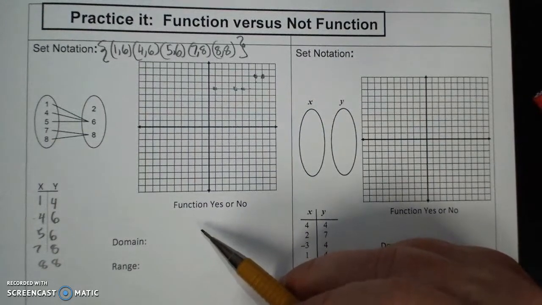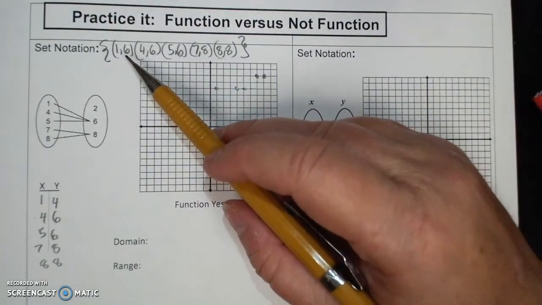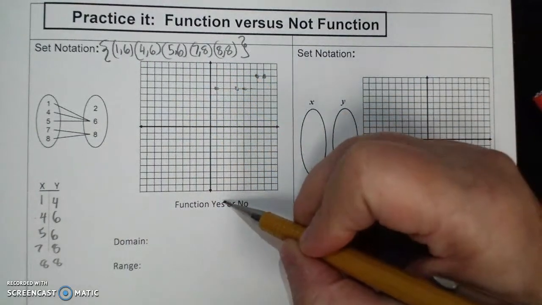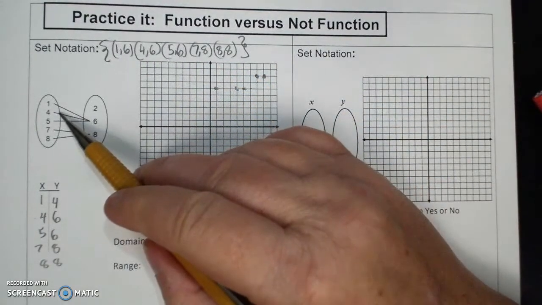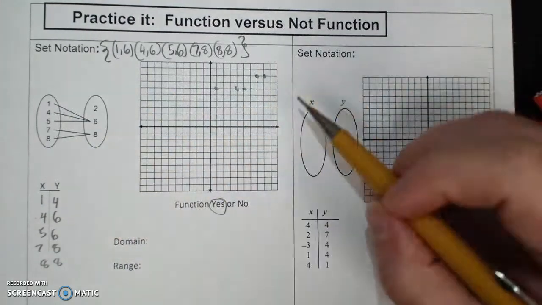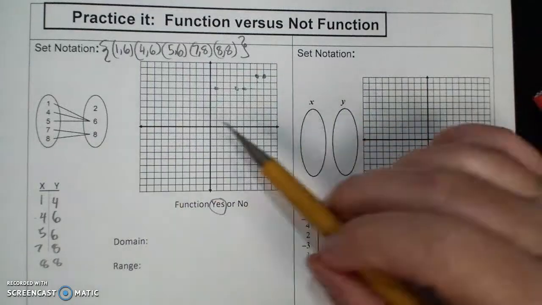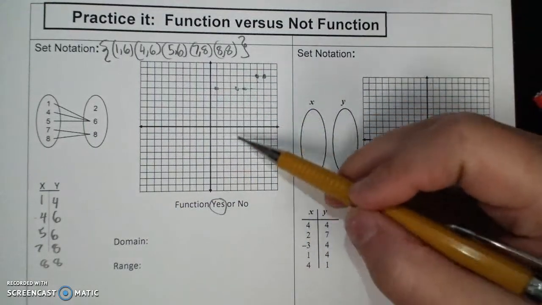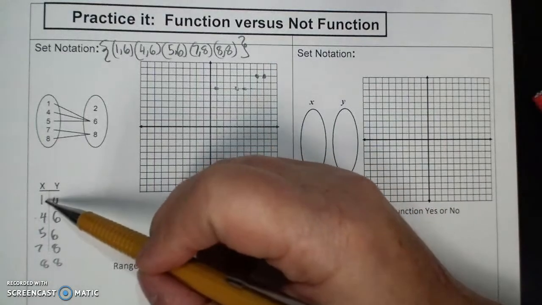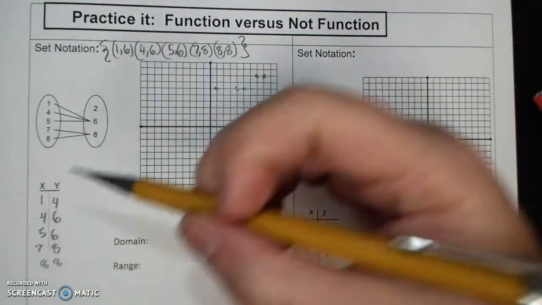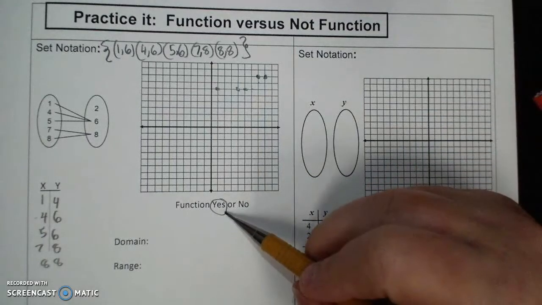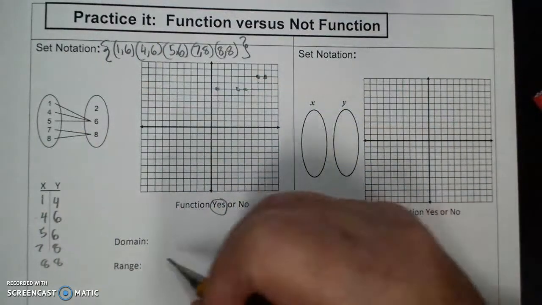Is it a function? I can look up in set notation and say 1, 4, 5, 7, 8 did not repeat. I can look in mapping and there's not a person going to 2 places there at the same time. I can look at the graph and notice there's nobody on top of each other. And I can look at a table and look at my x's. This answer should be true for all of them.